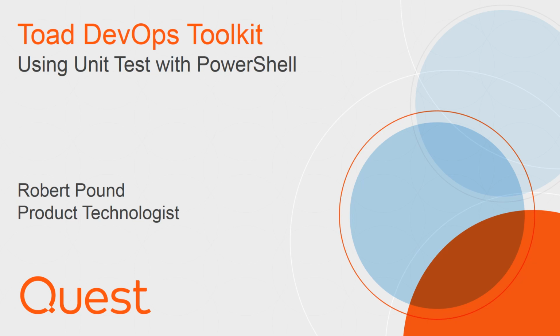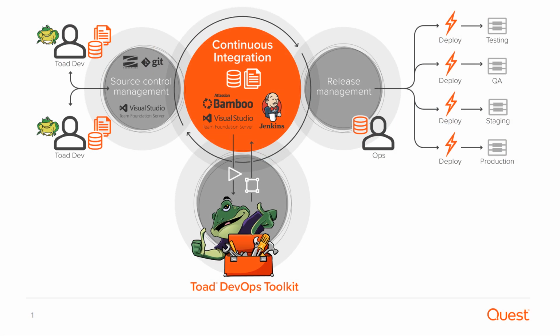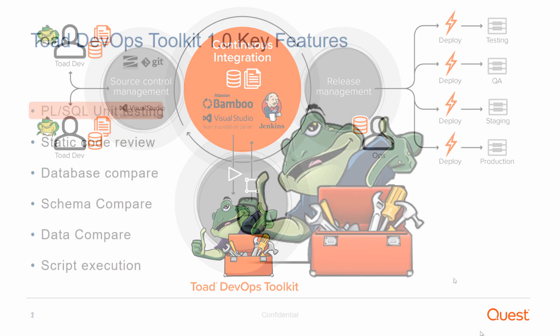Today we're going to discuss unit testing in Toad DevOps Toolkit. Toad DevOps Toolkit is a Windows application that allows you to reliably execute Oracle database functions within continuous integration platforms such as Jenkins, Bamboo, and others. Toad DevOps Toolkit supports access through a number of languages, but the focus of this video will be on PowerShell.